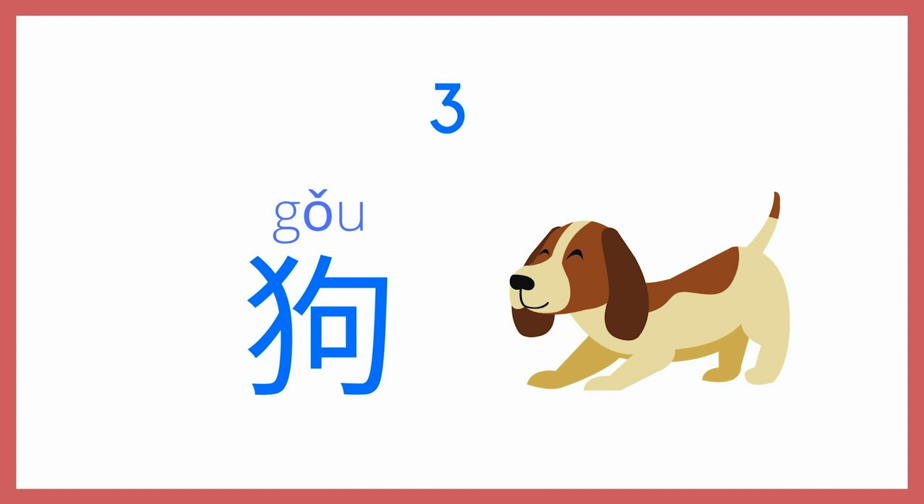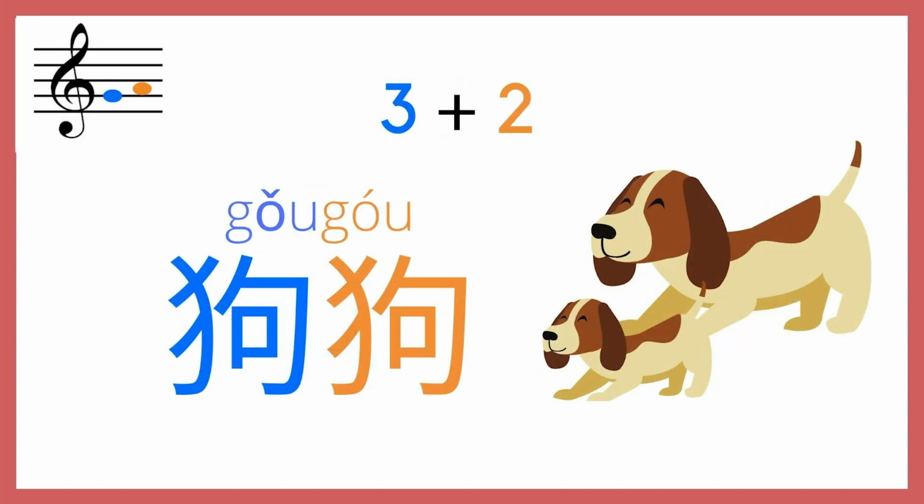And when you do that, instead of changing the first 狗 to a second tone, you change the second 狗 to a second tone. Don't ask me why, I don't know, that's just the way it works. So it sounds like this. 狗狗. 狗狗, doggy.